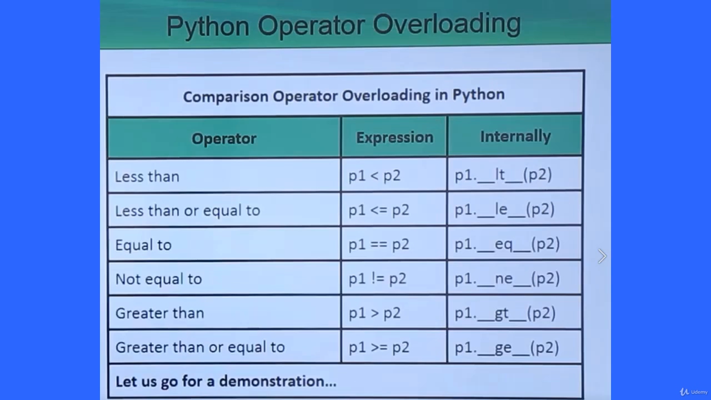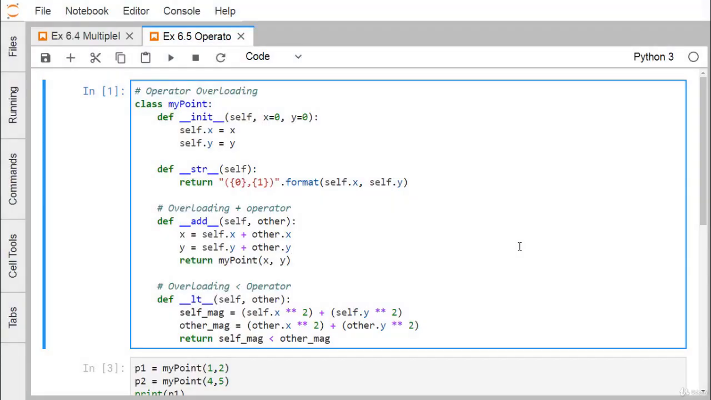So let us go for one practical demonstration on this concept, operator overloading, for your better understanding. Here is the demonstration for you. In this session, we are going to demonstrate operator overloading in our Python programming. We have defined one class named myPoint. We will be considering a two-dimensional point which will have two coordinates x and y. This is our constructor, and instance variables self.x and self.y get initialized with the input parameters x and y, which have default arguments 0 and 0.